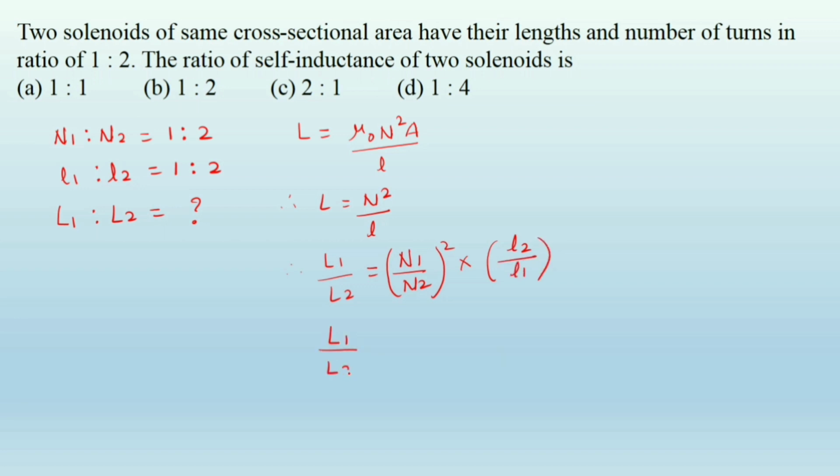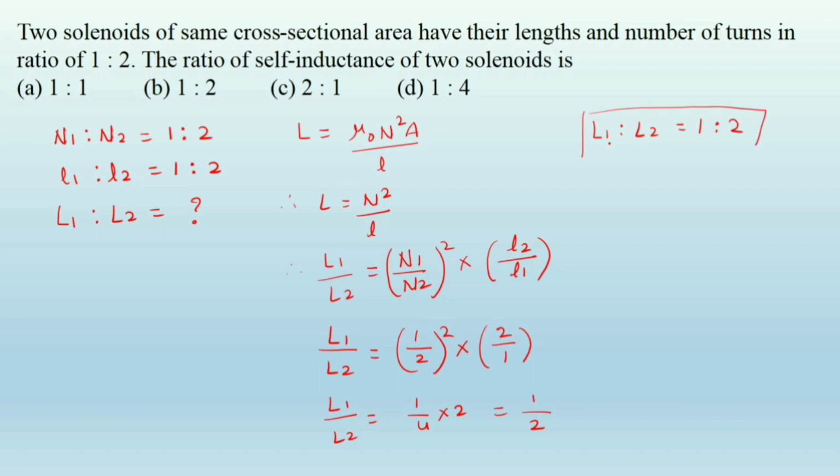Substitute the values. L1 by L2 equal to, N1 divided by N2 is 1:2, that is 1 by 2 whole square into l2 divided by l1. l2 by l1 is 2:1, that is 2 divided by 1. So we get L1 by L2 equal to 1 by 4 into 2, or 1 divided by 2. So L1 is to L2 equal to 1:2. So 1:2 is the right answer, option B.